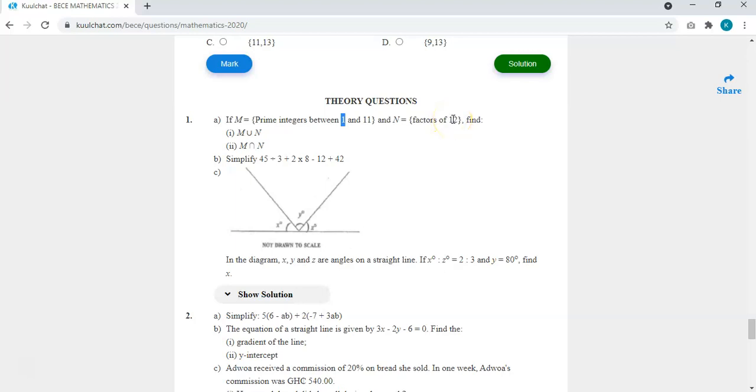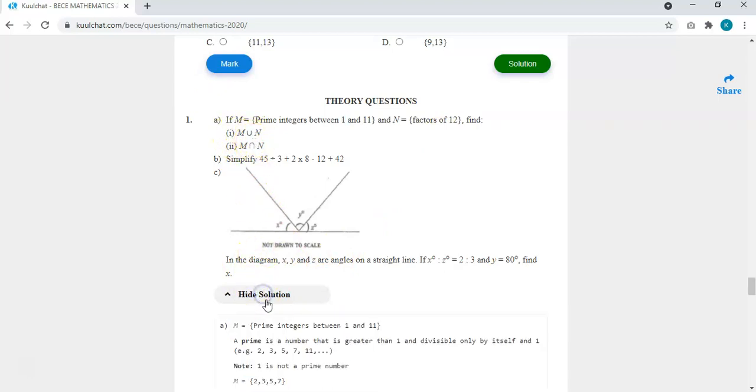For example, 1 is a factor because 1 times 12 will give you 12. So you write 1 and 12 down. Now 2 is a factor of 12 because 2 times 6 will give you 12. So you write 2 and 6 down. Now 3 is a factor because 3 times 4 will give you 12. So you write 3 and 4 down. Once you are done, you check whether you have listed all the elements. So I'm going to show you the solution so you can have a list of this and I can explain something to you.